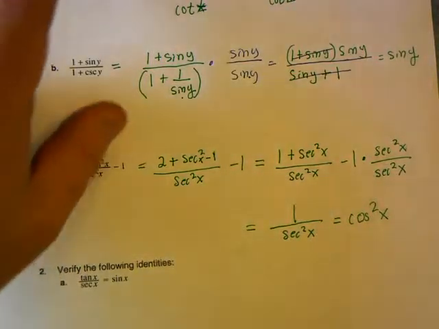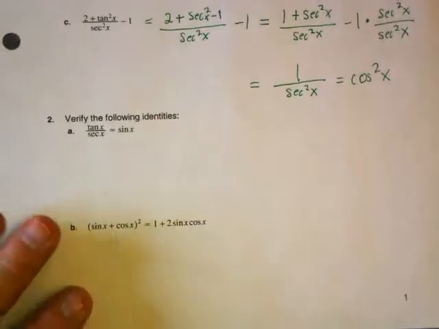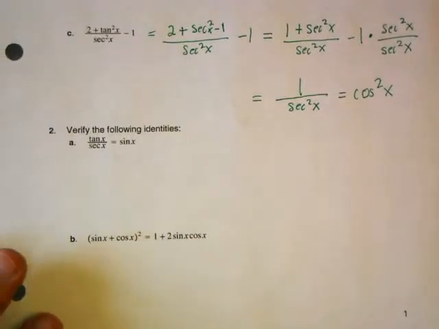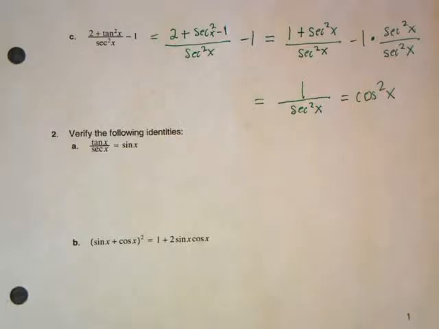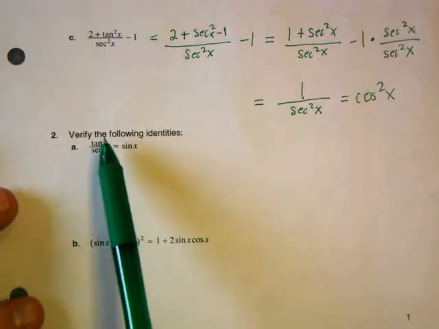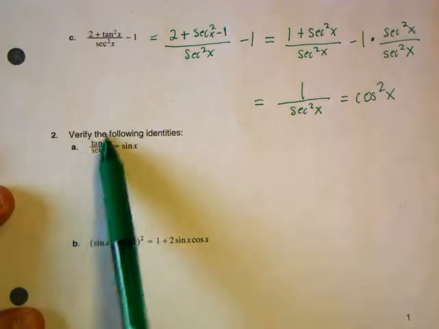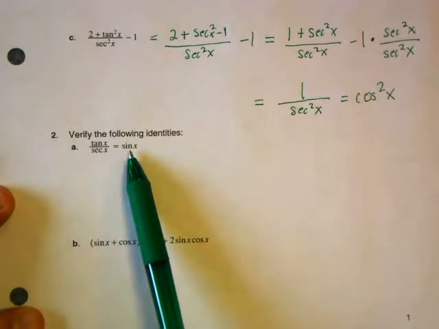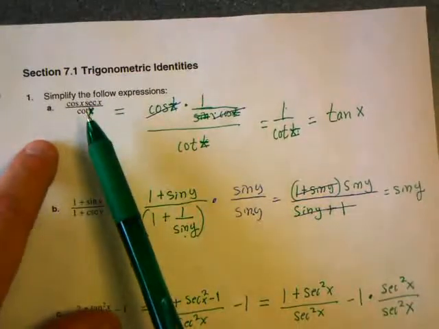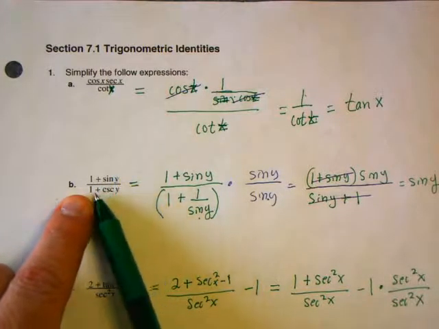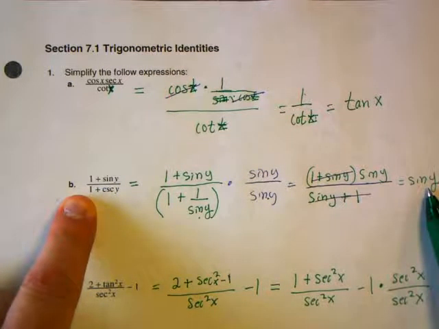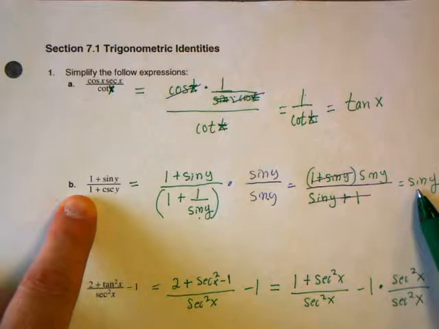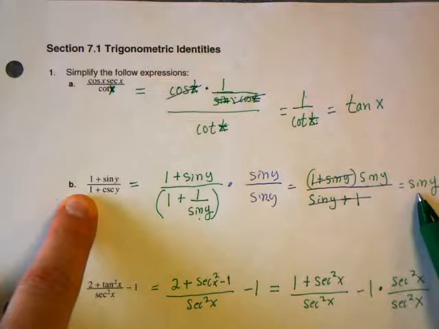All right, so that was 1, simplify the expressions. 2, verify identities. In a sense, verifying identities is easier because it's really the same thing, except they're telling us what the answer should be. So we start with the left-hand side. What they're saying is you should be able to simplify the left-hand side, and your answer when you get all done should be sine x. So it's kind of like this is an identity we just verified. 1 plus sine y over 1 plus cosecant y is sine y. So now I'm telling you the answer better be sine y. Show me that you can make it work.